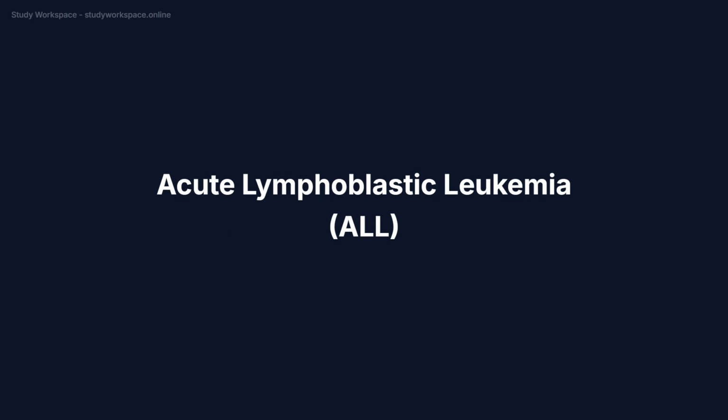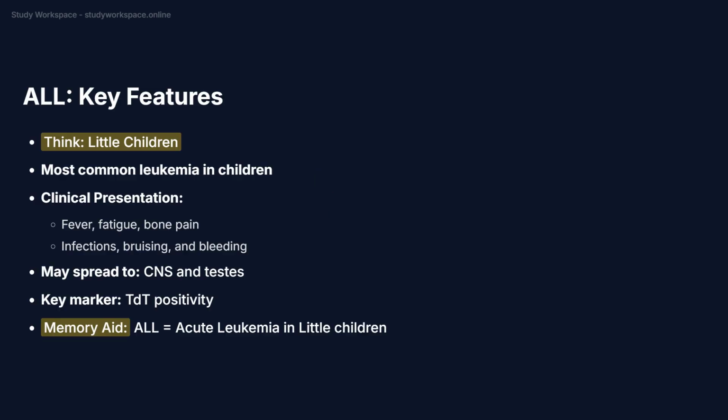Next is acute lymphoblastic leukemia. Think of little children. Acute lymphoblastic leukemia is the most common leukemia in children. Patients commonly present with fever, fatigue, bone pain, infections, bruising, and bleeding. It may spread to the central nervous system and the testes. The important laboratory marker is TdT positivity. Remember, ALL means acute leukemia in little children.